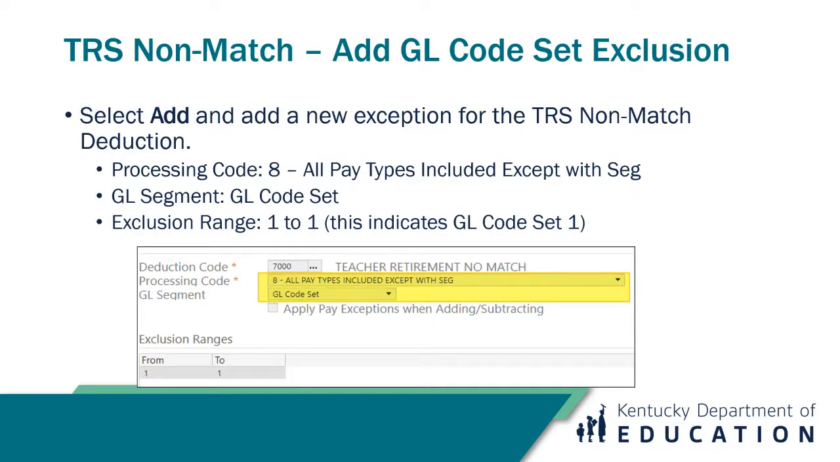So the next thing is adding the new GL code set for this deduction. So you'll select Add, and you're going to select the processing code. It will be 8, all pay types included except with segment, with seg, and you choose the GL segment as GL code set, and the exclusion range 1 to 1, and that indicates GL code set 1.